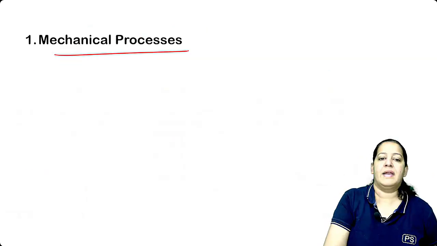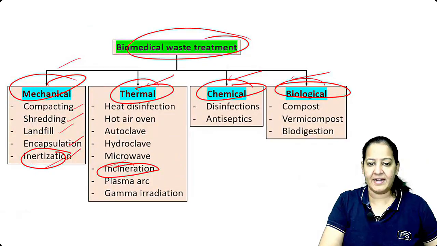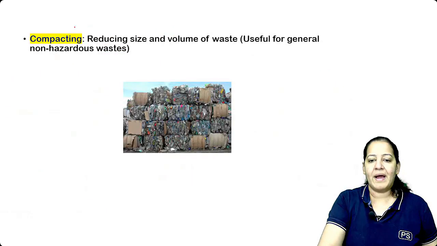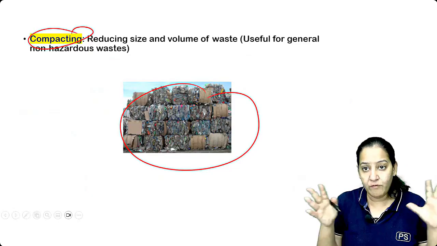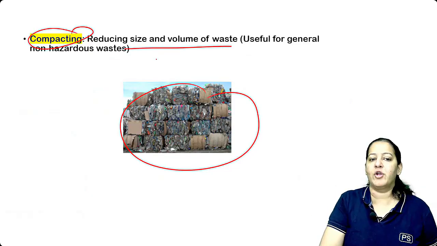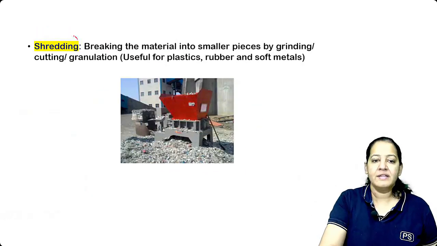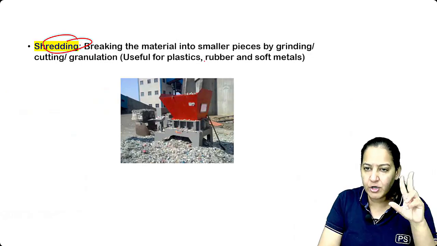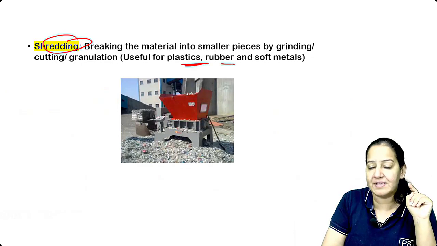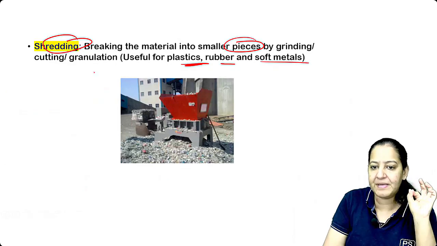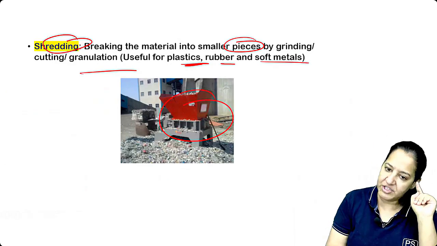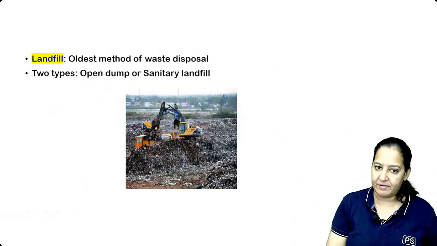Let's start with mechanical, the 5 things in the mechanical. What is compacting? Compact the waste as much as possible into a low waste volume. Reduce the size and volume of the waste. Then shredding. In shredding, cut it into multiple small pieces, especially plastic, rubber and soft metal, with a grinder. So the machine is there. That is shredding. You can do the shredding for the plastics.